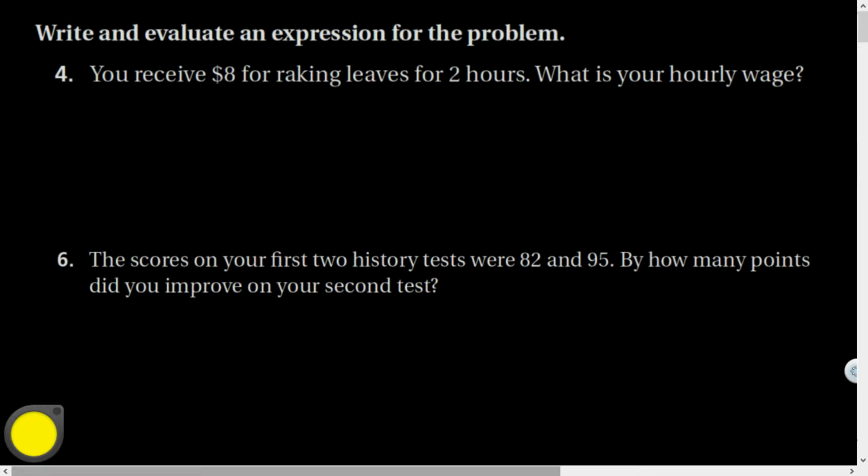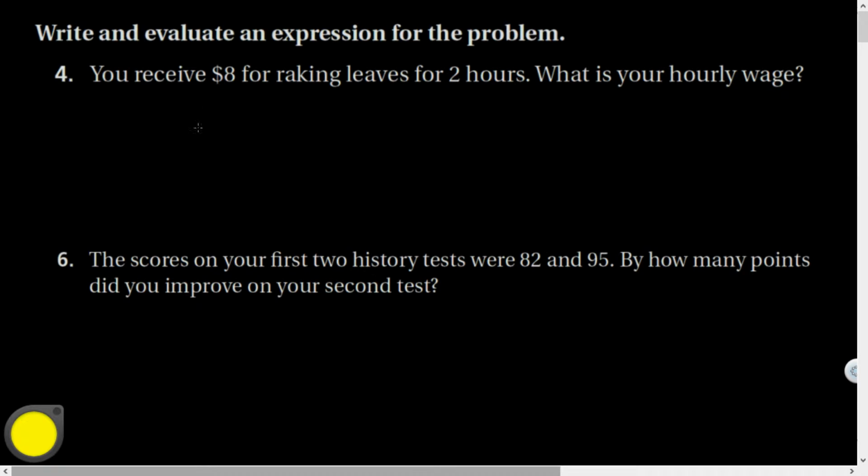Let's see. I've got to turn on my writing tablet here. There we are. Beautiful. All right, write and evaluate an expression for the problem. You receive $8 for raking leaves for 2 hours. What is your hourly wage? Oh, man, we haven't looked at something like that yet.